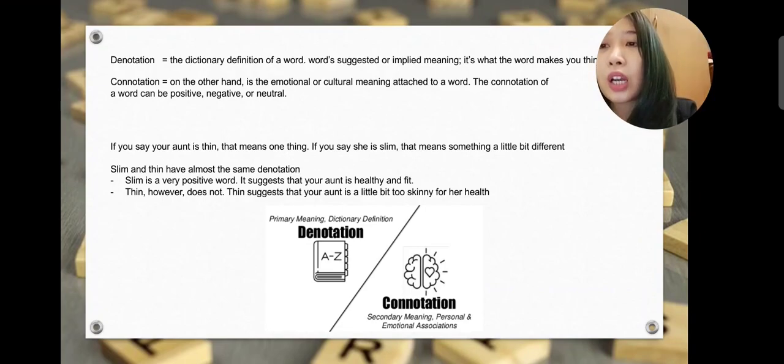If you say, for example, if you say your aunt is thin, that means one thing. If you say she is slim, that means something a little bit different. Slim and thin have almost the same denotation. Slim is a very positive word. It suggests that your aunt is healthy and fit. And thin, however, does not. Thin suggests that your aunt is a little bit too skinny for her health.